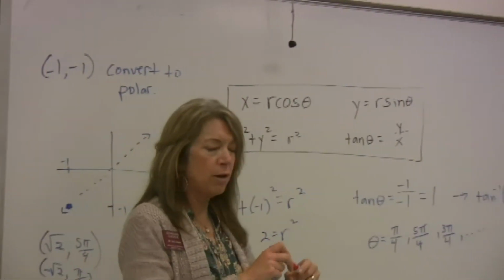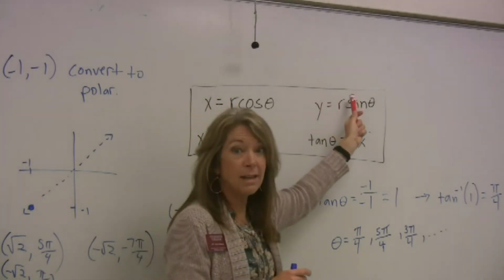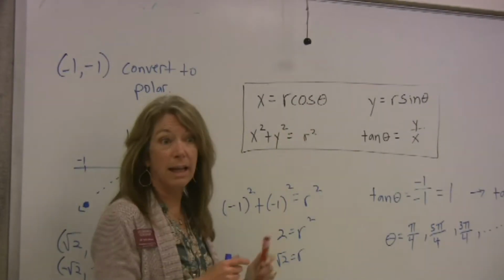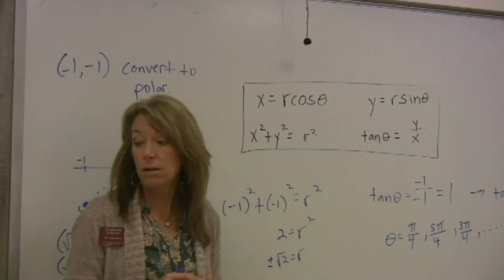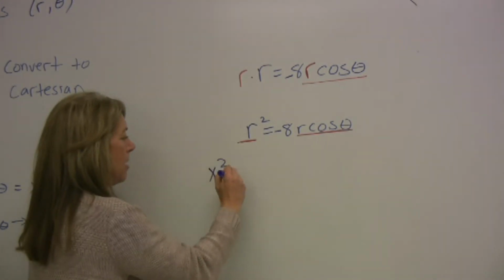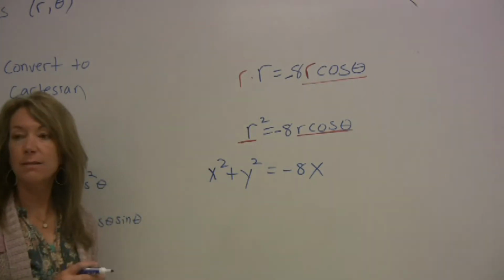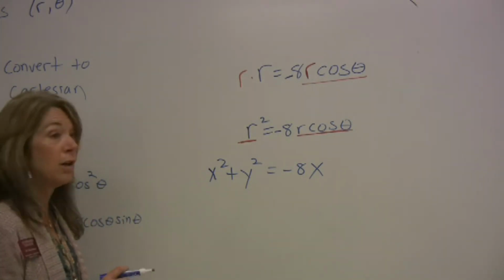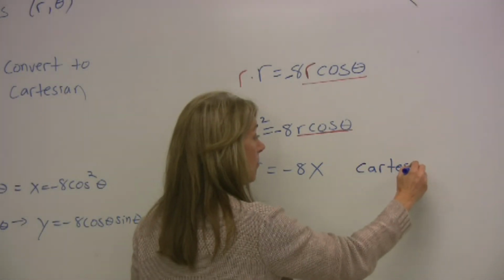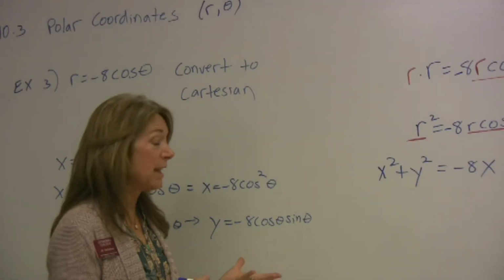So when you're trying to convert from polar to Cartesian, you're looking for either r cosine theta or r sine theta, or if you're lucky, an r squared, because those are all the things that can relate it for you, or tangents as well. So what does this equation become now? x squared plus y squared is equal to -8x. We've just converted it. This is a Cartesian equation. You could leave it like that.